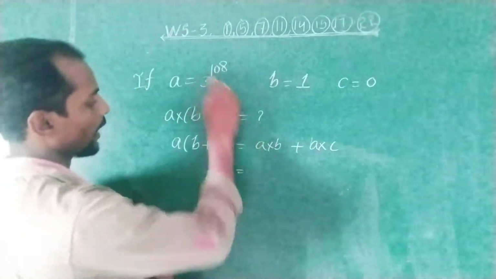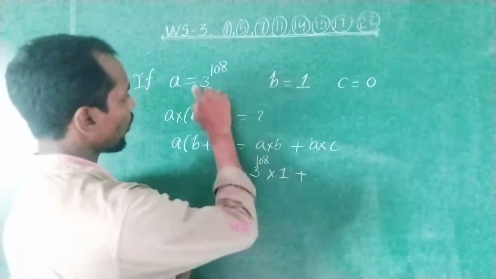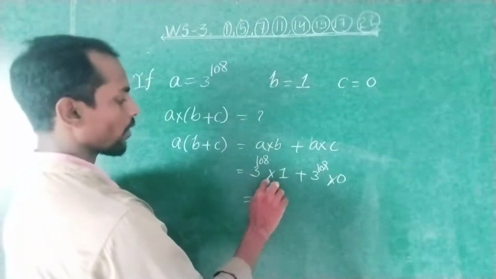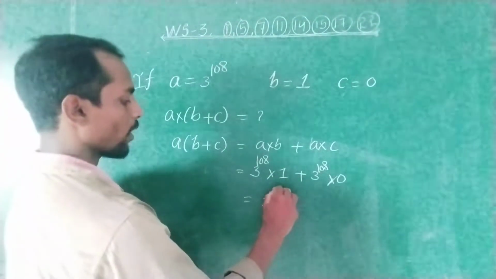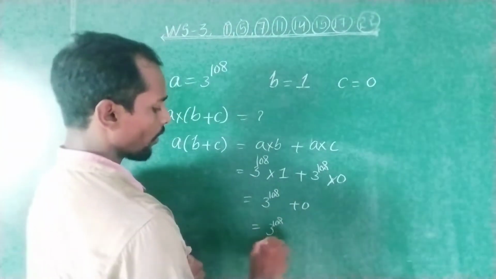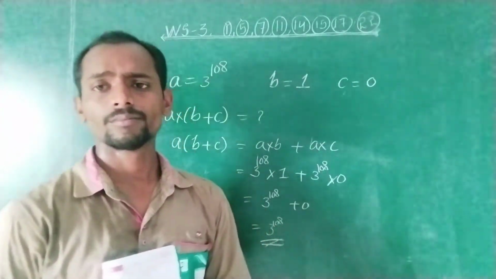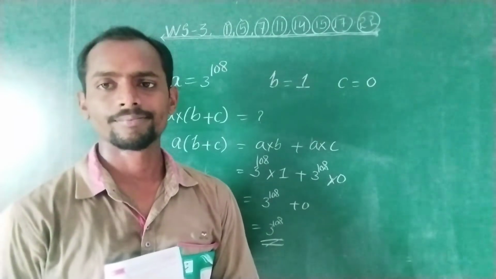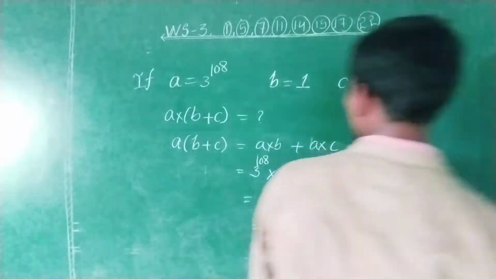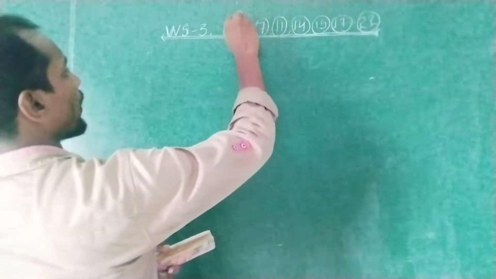Now the value of A equals 3 to the power of 108. Value of B, which is 1, plus A, 3 to the power of 108, into the value of C, which is 0. That is 3 to the power of 108 into 1. Any number multiplied by 1 gives the same value, plus 0, which equals 3 to the power of 108 as the answer. Multiply any number with 0 and you get 0. This is problem number 5. So 1 and 5 are completed.